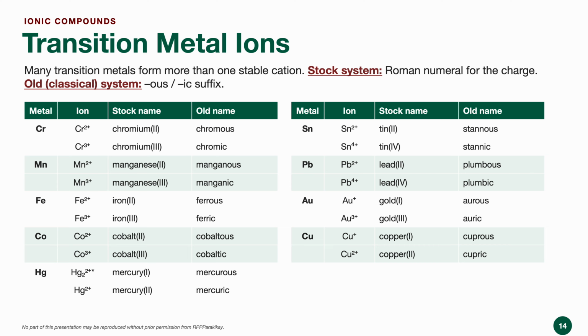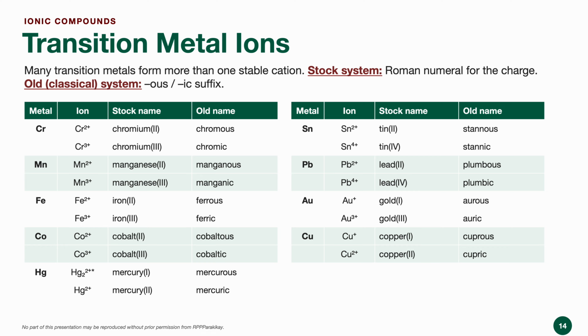The -ous suffix always marks the lower charge for the given metal, and the -ic suffix is always assigned to the higher charge. So for example, chromous is Cr2+, but chromic is Cr3+. And the same pattern holds all the way down to cuprous and cupric. So for example, cuprous, that's +1, but cupric, that's +2.